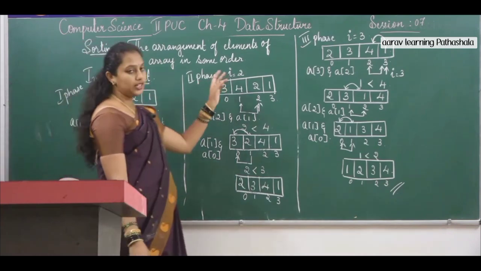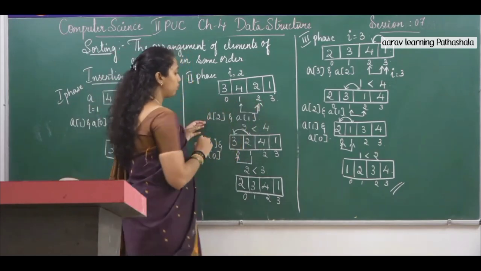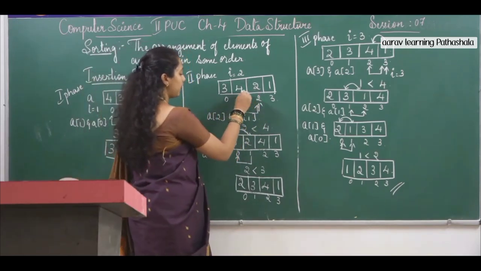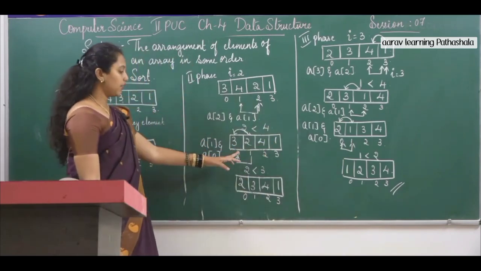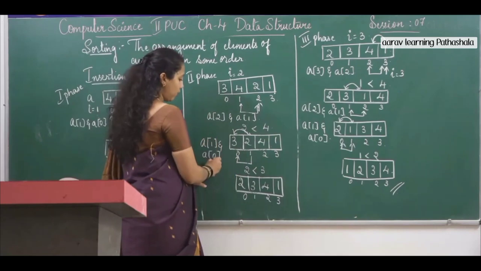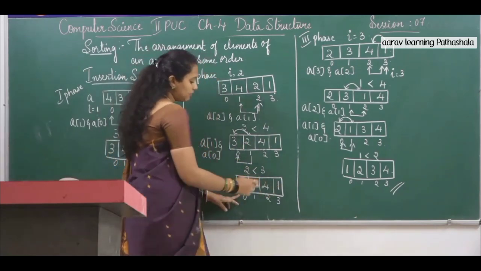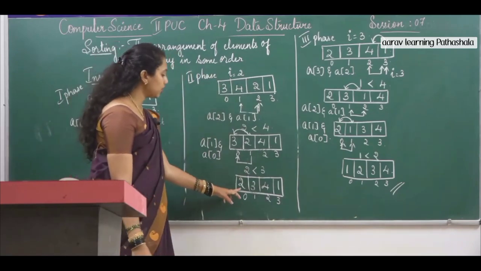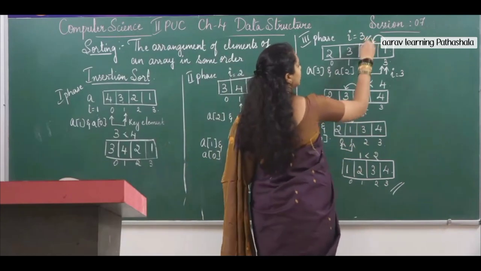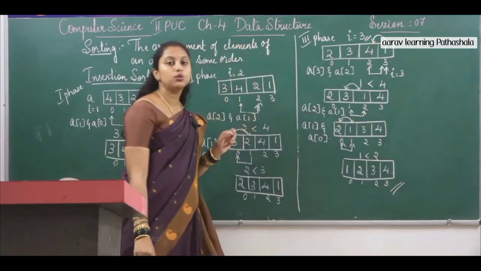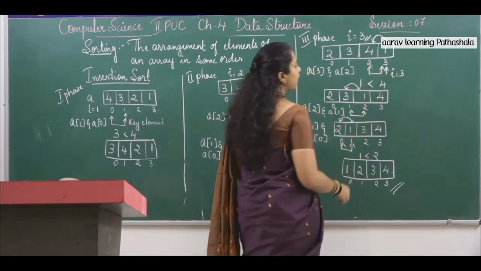In the second iteration, I gets incremented. We compared A of 2 and A of 1. As 2 is lesser than 4, we swap the array elements, that is 3, 2, 4, 1. Again we compared A of 1 and A of 0. As 2 is less than 3, the array elements got swapped. So the output is 2, 3, 4, 1. In the third iteration, I gets incremented, that is I is equal to 3. Here we have compared A of 3 and A of 2.